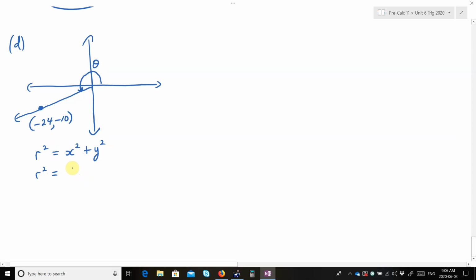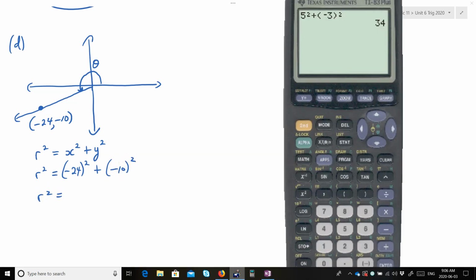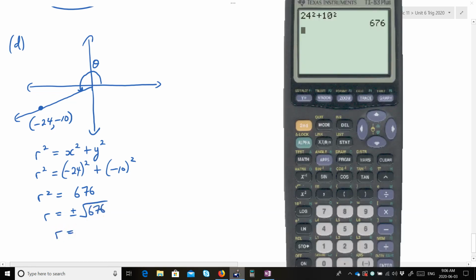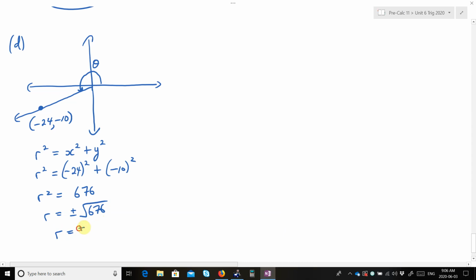R squared is equal to negative 24 squared plus negative 10 squared, which would be the same as 24 squared plus 10 squared. So let's just do that, 676. So r is equal to, what is the square root of 676? Oh, it's 26. So r is plus or minus 26, but since it's a radius, r is 26.